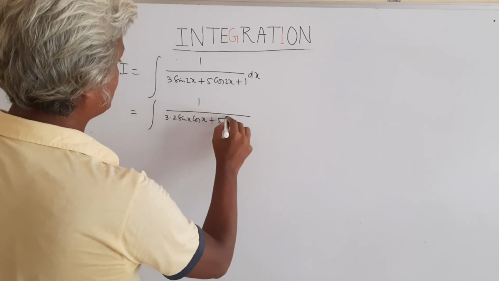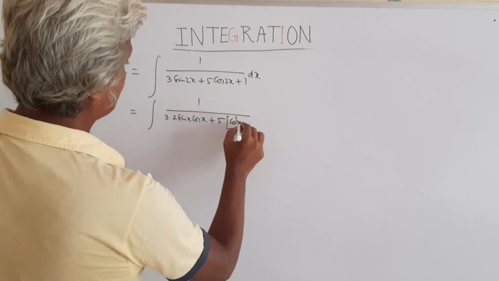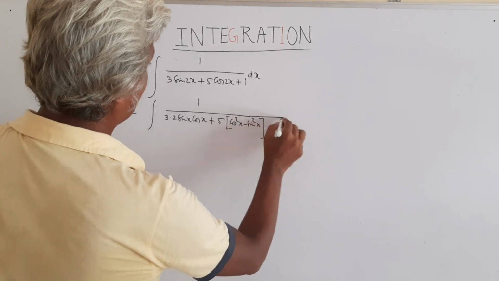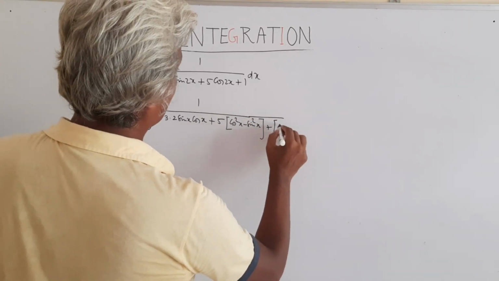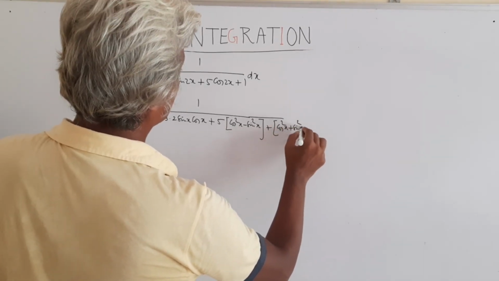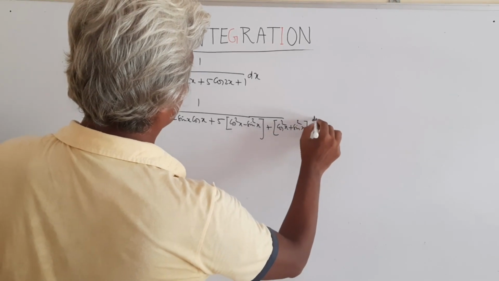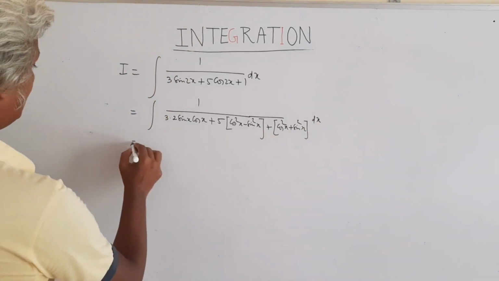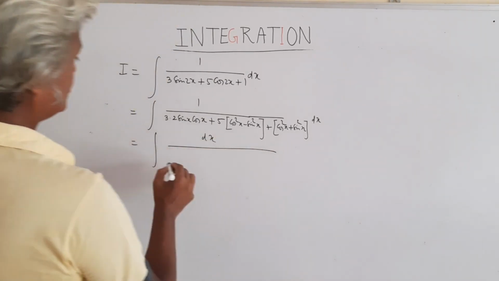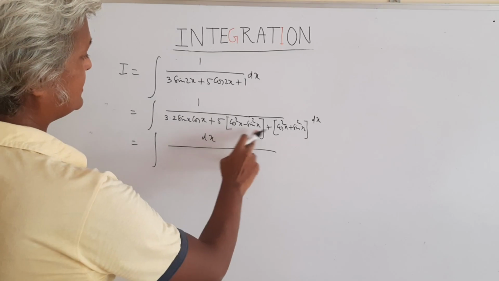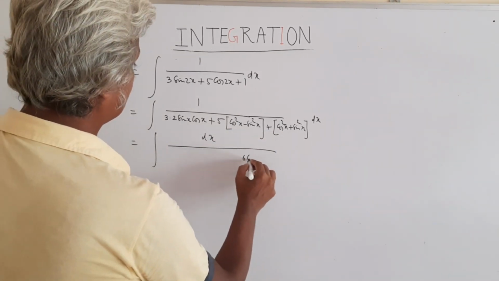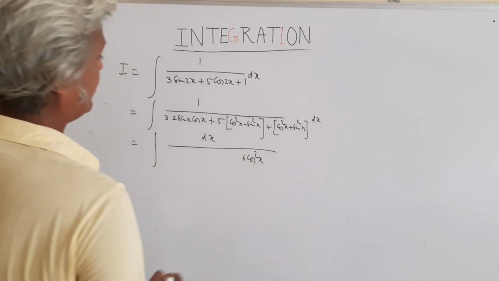At the place of cos 2x you write cos square x minus sine square x, and at the place of 1 you write cos square x plus sine square x, and here it is dx. Now I simplify some, keep the like terms together. So this is 5 cos square x plus cos square x is 6 cos square x. I write here 6 cos square x.